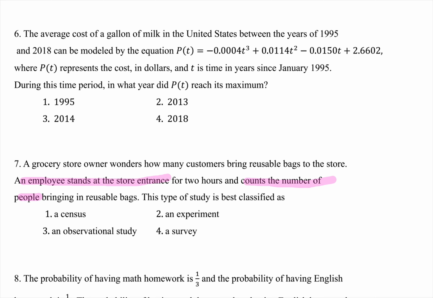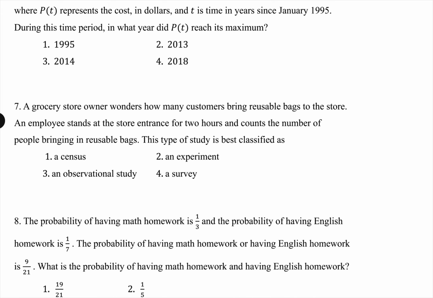So he didn't do anything. Did he talk to anybody? No, right? So a census and a survey are out. Did he have some sort of control or ask a question? No experiment. This is just an example of an observational study. Believe it or not, you're going to see a lot of questions like this, and this should be one that's an easy 2 points.